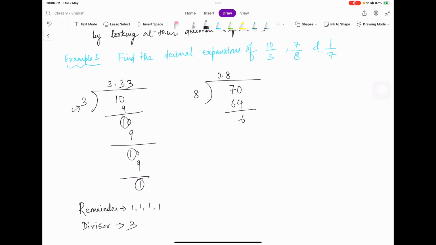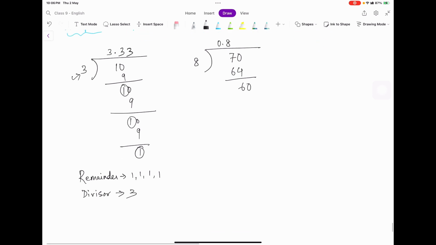So what will you do? You will put a 0. This will go 7 times. 60, this is 56. 7 times 56, then 4. You put a 0 again. 5 times 8 goes 40. So the remainder comes 0.